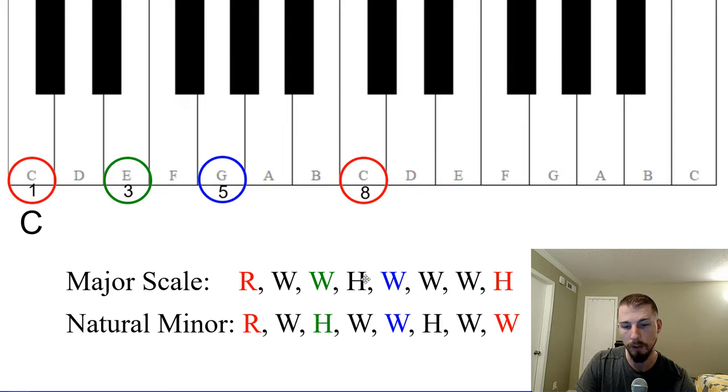So we have our 1, our 3, our 5, and then our other root would be the 8 over here, which is the octave, right? So we have our 1, our 3, our 5, and our 8 again, which is also our 1. So this would be a C major chord. And like I said yesterday, if you don't know how to play piano, you can play piano in the key of C by only playing the white keys.